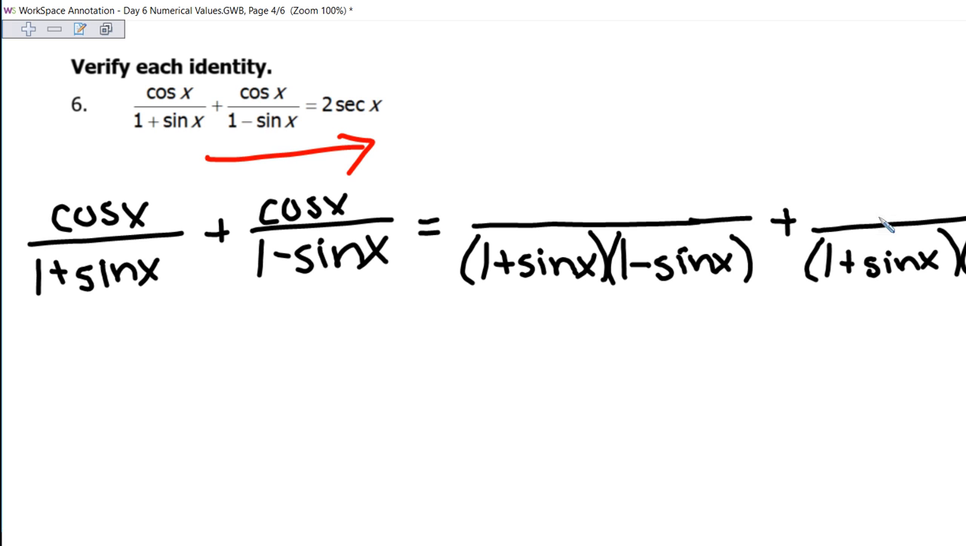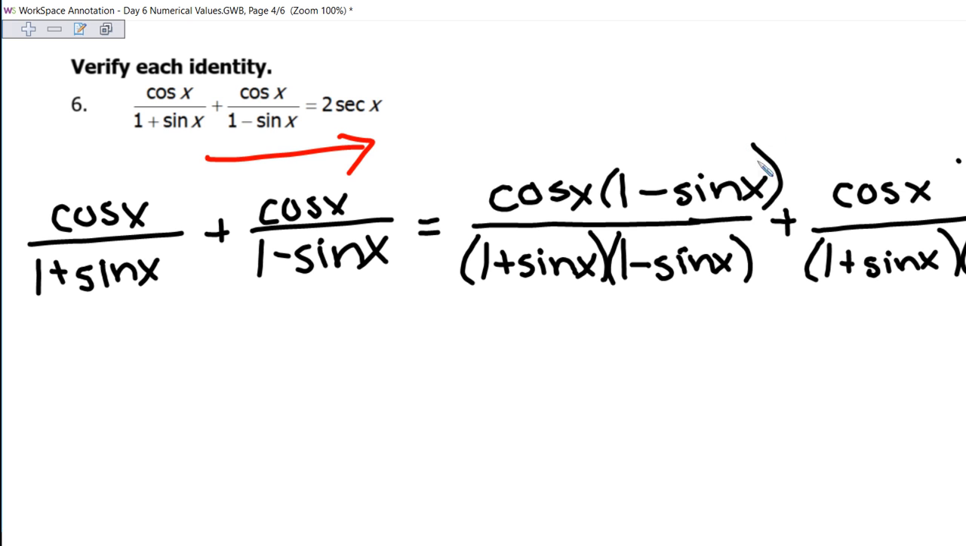Now the first fraction had the 1 plus sine x. So what is it missing? 1 minus sine of x. So that means cosine of x needs to be multiplied by 1 minus sine of x. And for the second fraction, it has the 1 minus sine x. So what is it missing? So that means cosine of x needs to be multiplied by 1 plus sine of x.